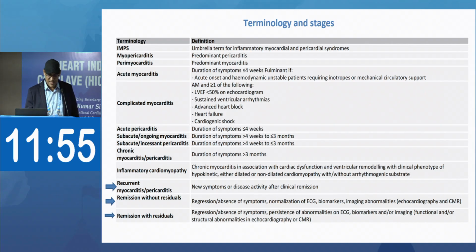The new terms that they have introduced are recurrent myocarditis, remission without residuals, and remission with residuals. Recurrent myocarditis is new symptoms or disease activity after clinical remission. Remission without residuals is basically regression or absence of symptoms, with normalization of ECG, biomarkers and imaging abnormalities. And remission with residuals is when there are no symptoms but persistent abnormalities on ECG, biomarkers or imaging. So these are the three new terms that they have introduced in these guidelines.